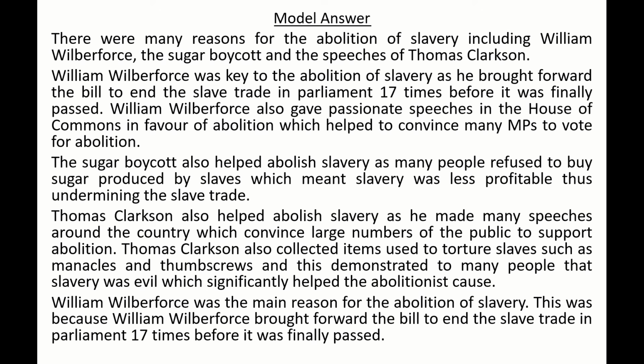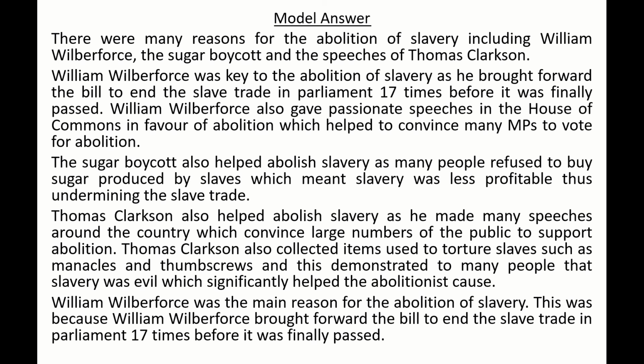Then it goes on to say, Thomas Clarkson also helped abolish slavery as he made many speeches around the country, which convinced large numbers of the public to support abolition. Thomas Clarkson also collected items used to torture slaves, such as manacles and thumbscrews, and this demonstrated to many people that slavery was evil, which significantly helped the abolitionist cause. So we can see in that paragraph that there are 2 knowledge points. We get 2 knowledge marks, plus our 1 for sugar boycott, plus our 2 for the William Wilberforce paragraph, giving us 5 overall.